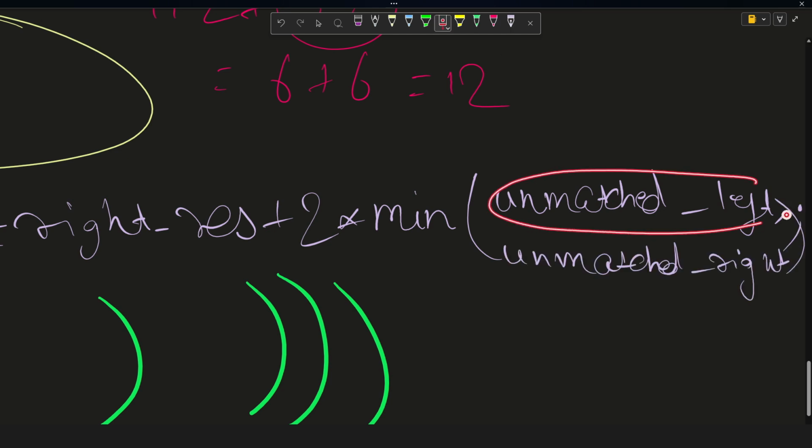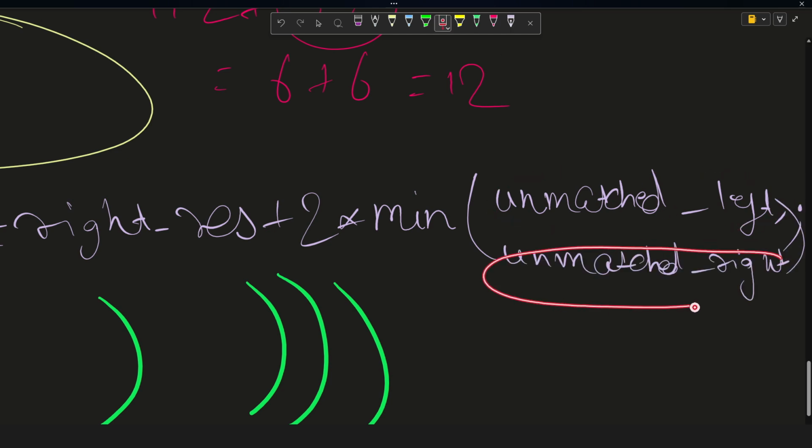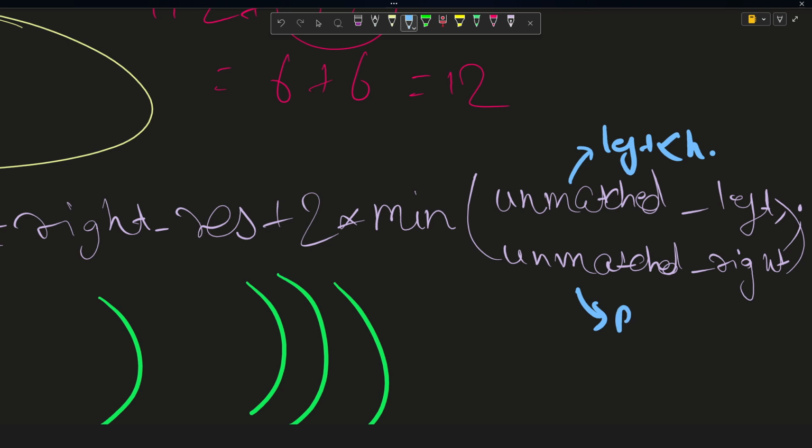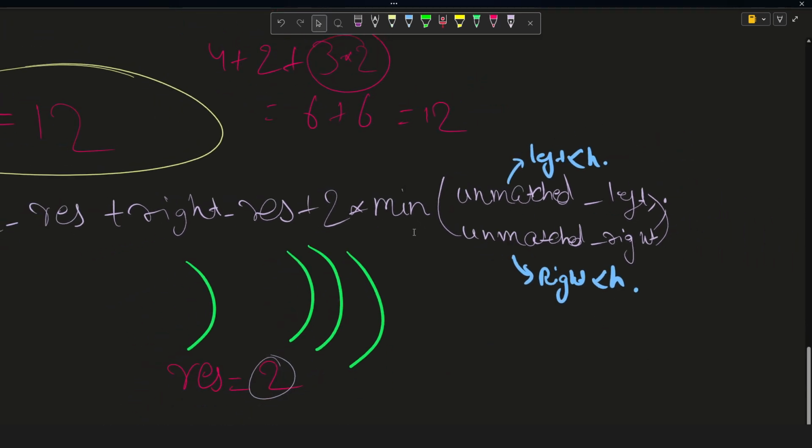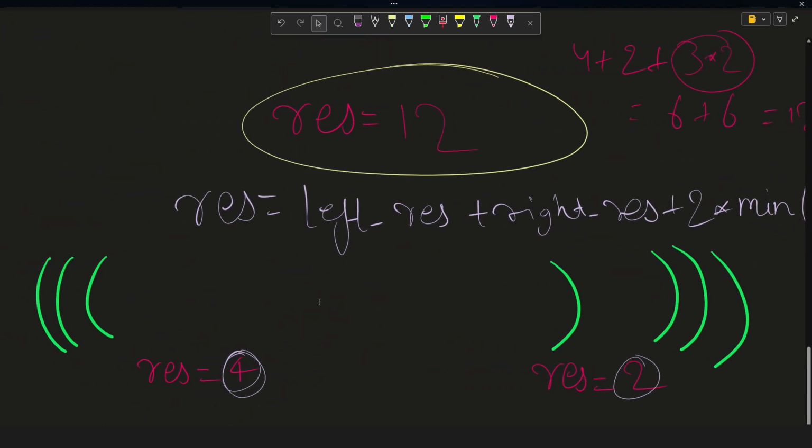This will come from the left child, and this will come from the right child always. Let me write this note here. It will come from the left child, and this will come from the right child, because obviously if we take the right unmatched brackets from the left child, then clearly this will not form a valid sequence pair. So we are not considering this, rather we are taking the opening bracket from the left side and the closing bracket from the right side. By now you must have understood how the result will be calculated, that the nodes will be merged every time for a parent.